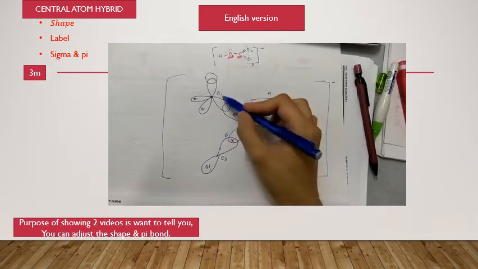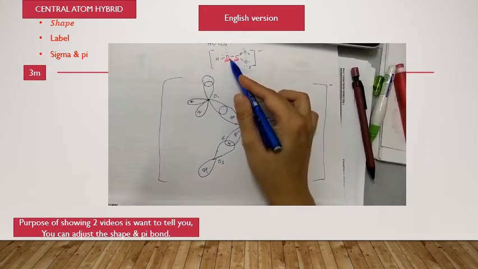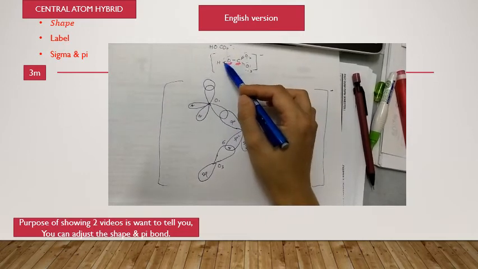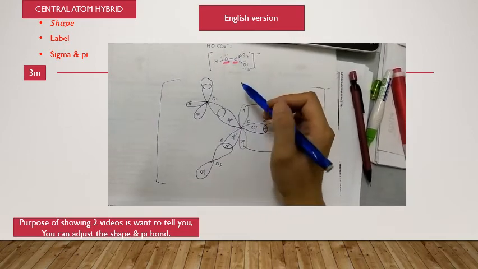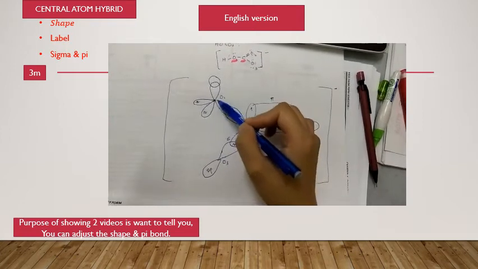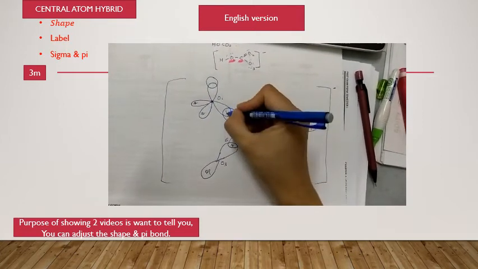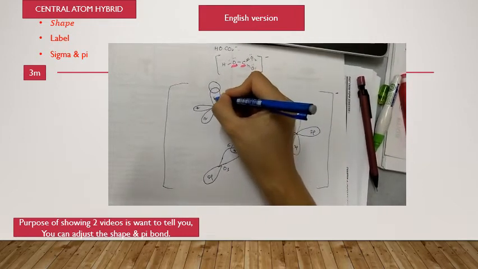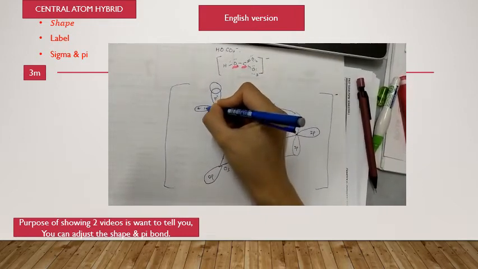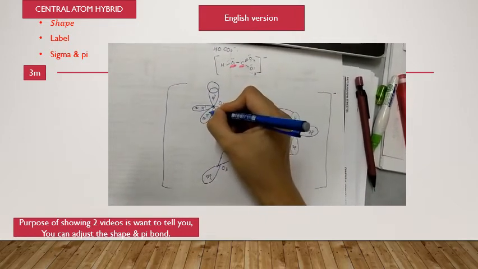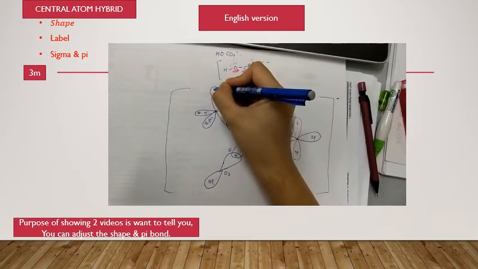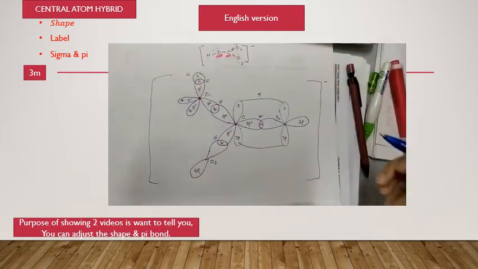Okay, next, this is another central atom, O1. It has 2 bonding pairs and 2 lone pairs, so total 4. So the shape must be tetrahedral. So it looks tetrahedral. So tetrahedral, here forms a sigma bond, and then here sp3, sp3, sp3, sp3, and then here forms the sigma bond with the 1s orbital of the hydrogen atom.